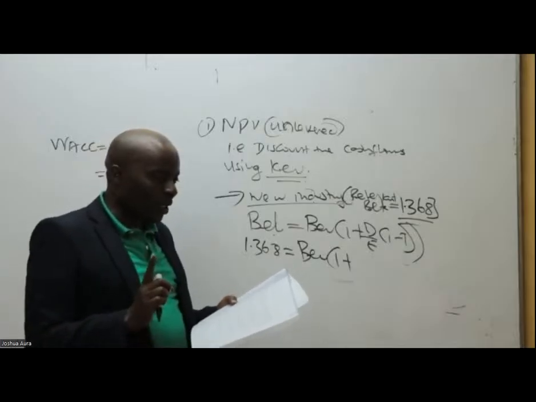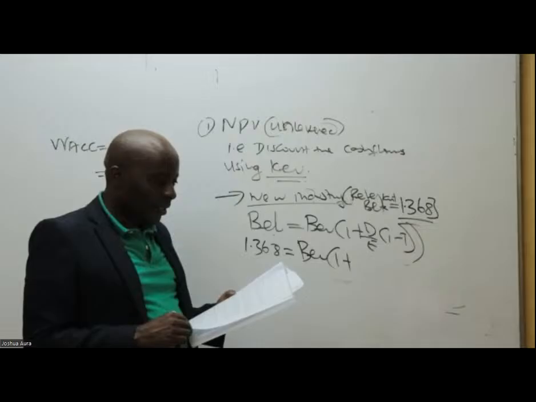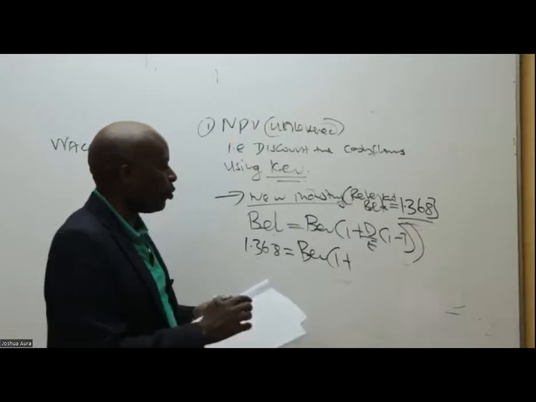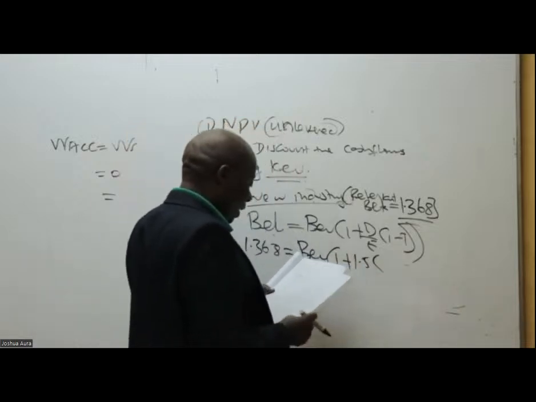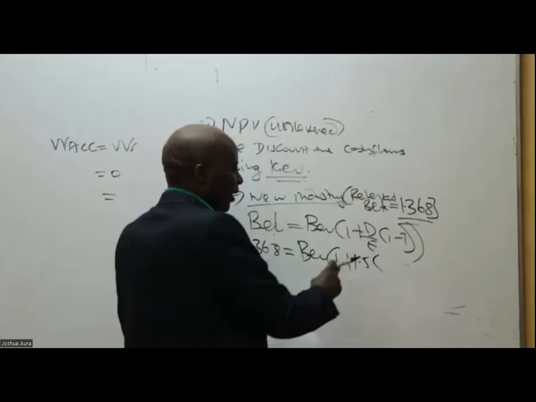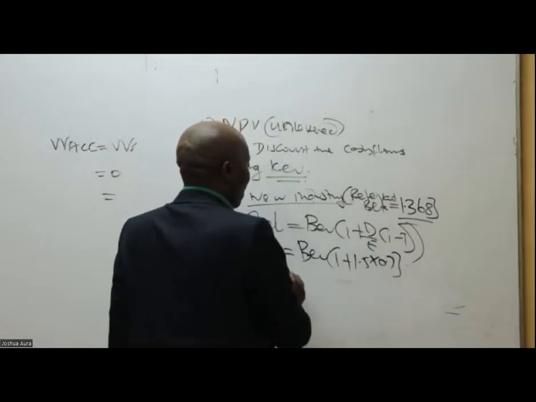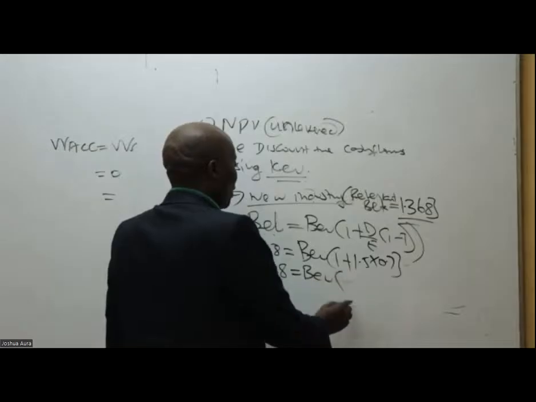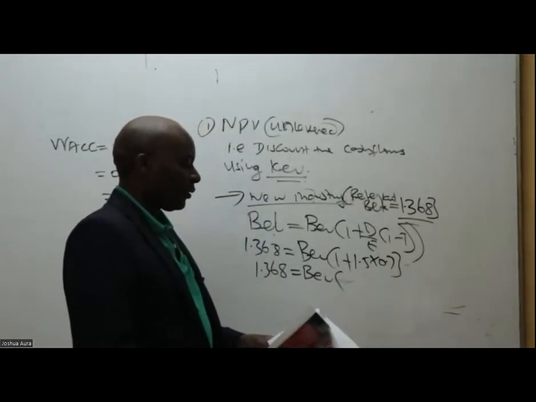Unfortunately, I'm getting that from one student only. Thank you, 1.5. So what is the tax rate? The corporation tax rate is 30%. So if it's 30%, this should be 0.7 like that. So then 1.368 equals beta unlevered times this and this. It gives me what figure?